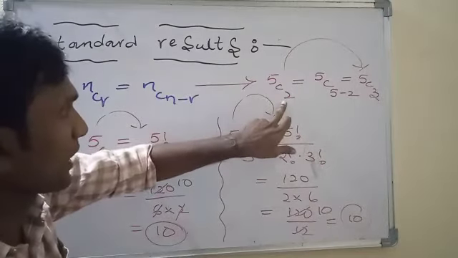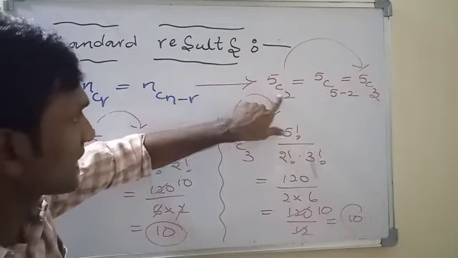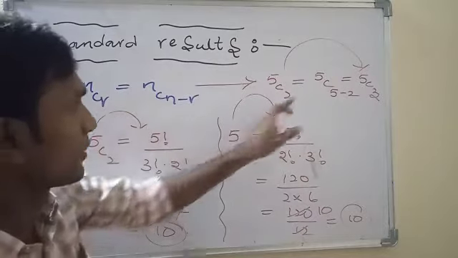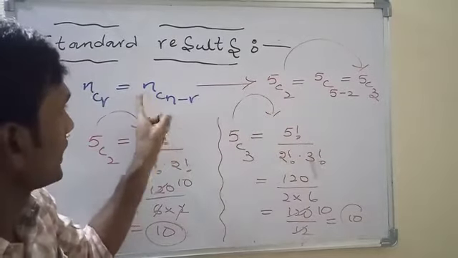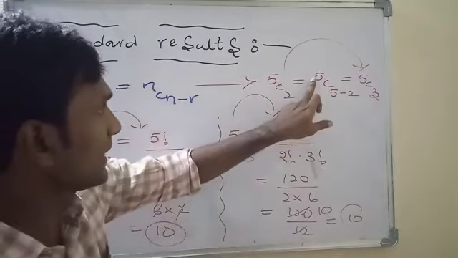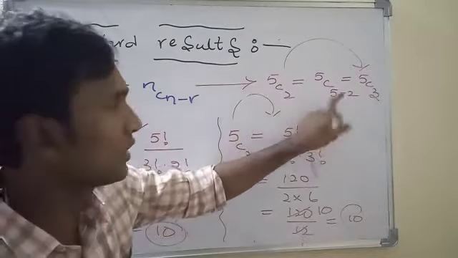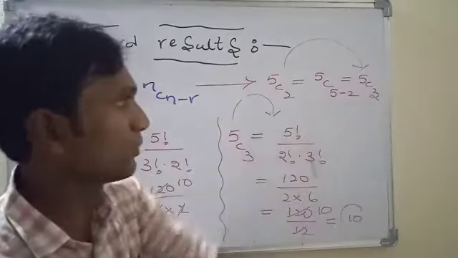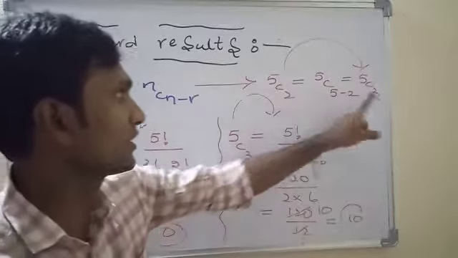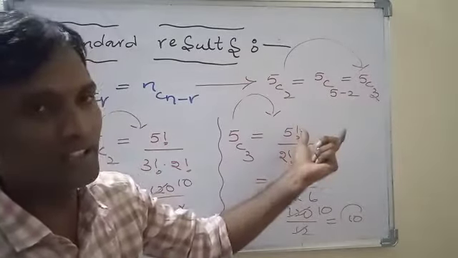The given binomial coefficient is 5c2. It is in the form of nCr. So now apply the second one, nC n minus r. That means 5c 5 minus 2, and 5 minus 2 means 3. The value of 5c2 always equals 5c3.